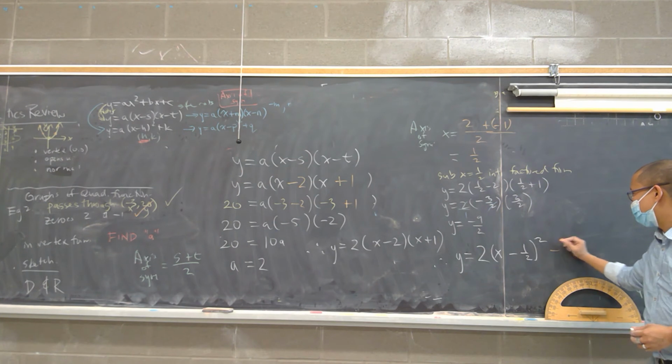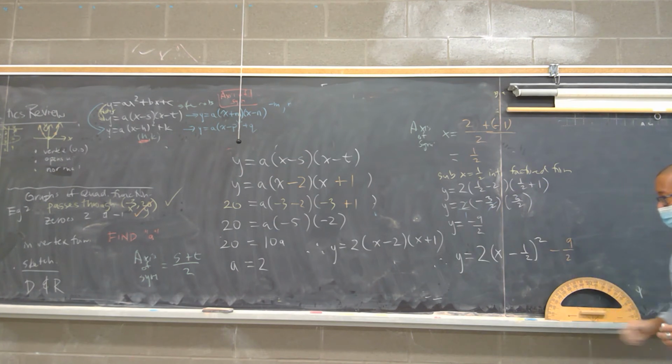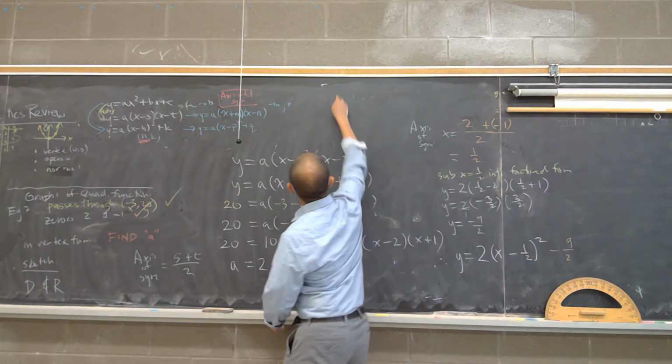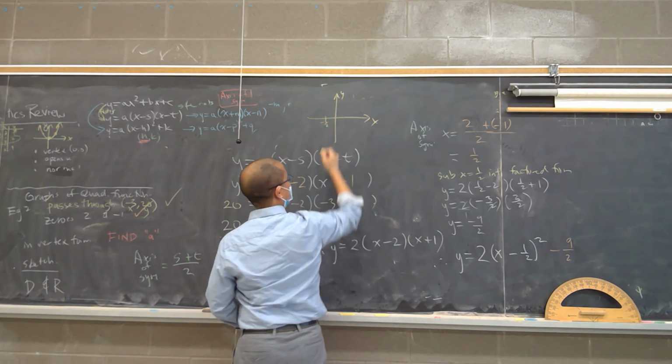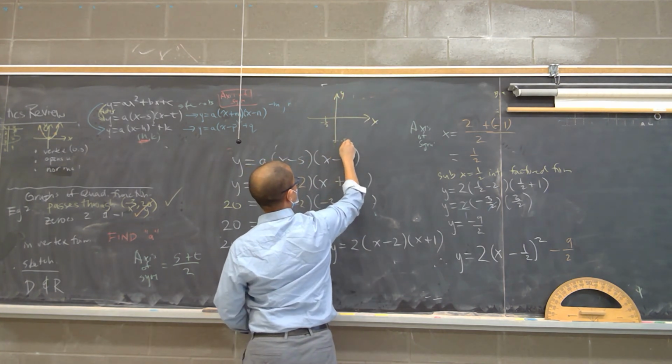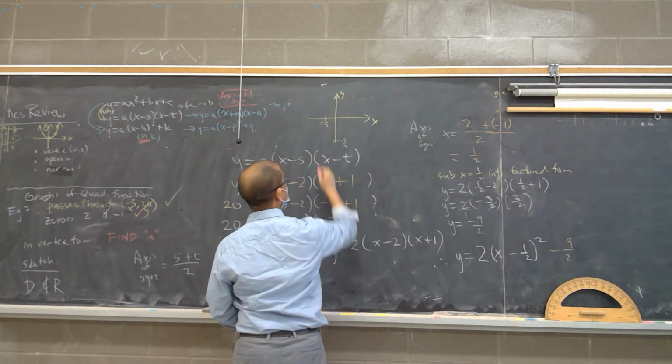minus 9 over 2. And finally, now we have to draw it. Let's draw it up here. Let's say 1/2 is over here, and negative 9 over 2 would be over here. It opens up, so it's a parabola there.